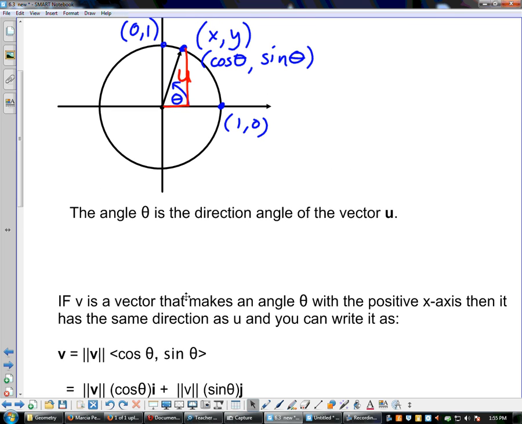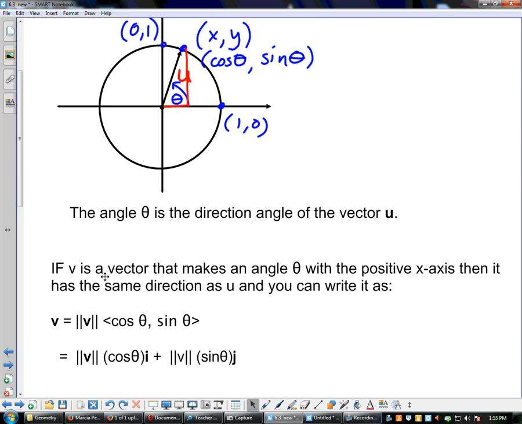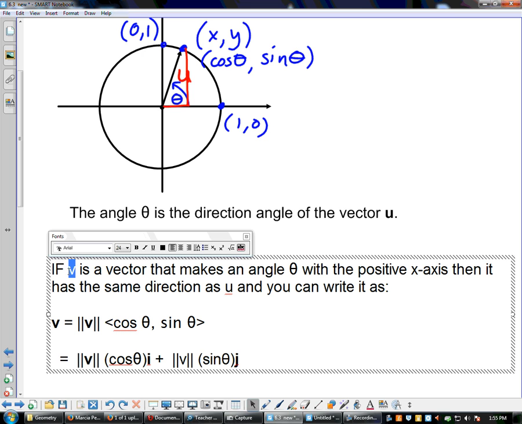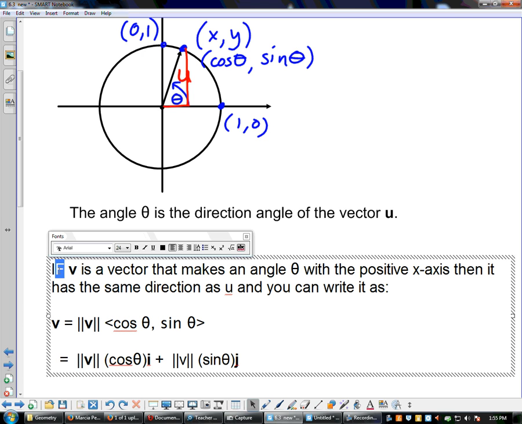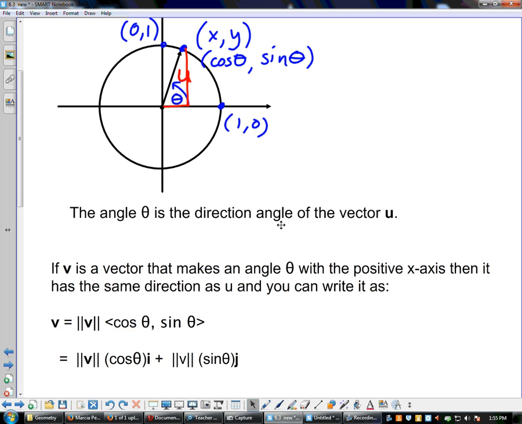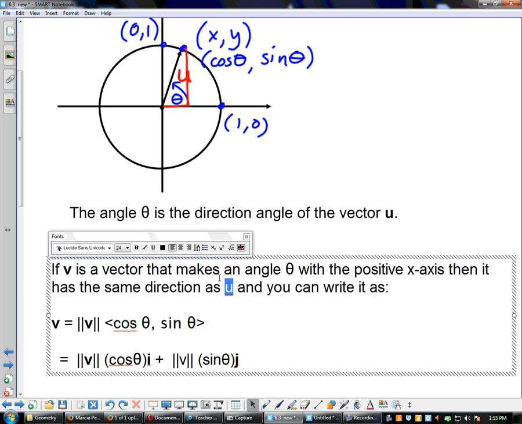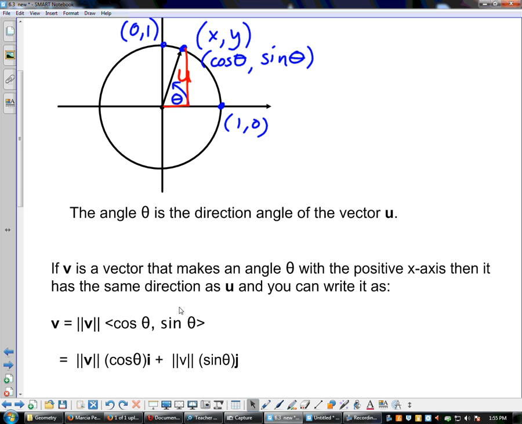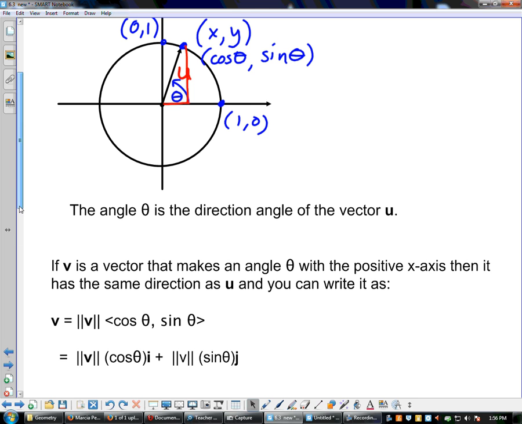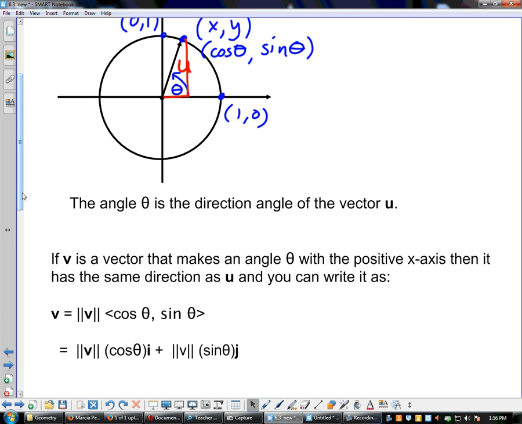And if vector v, this should really be boldface, and this should not be caps, if vector v is a vector that makes an angle theta with the positive x-axis, then it has the same direction as vector u, boldface. And you can write it as vector v equals the magnitude of vector v times cosine theta, sine theta. In other words, this is how we're still going to talk about direction angles, but get off of the unit circle.